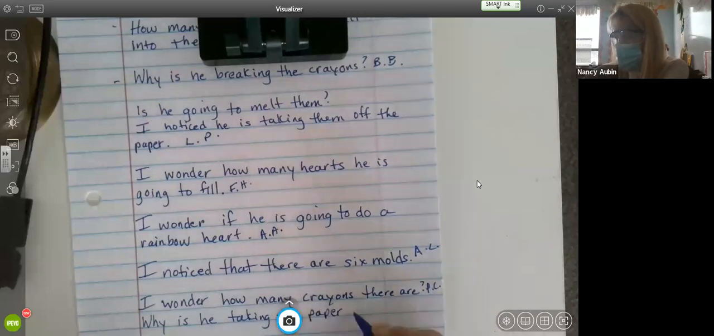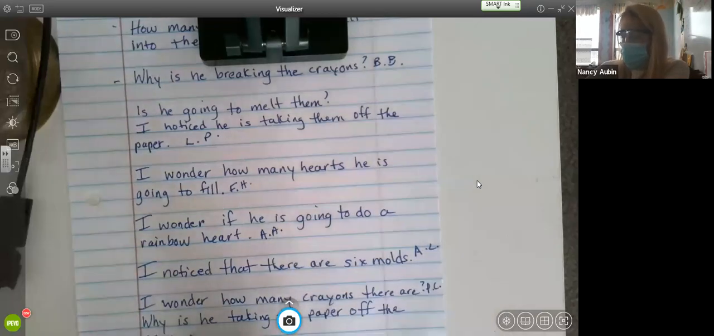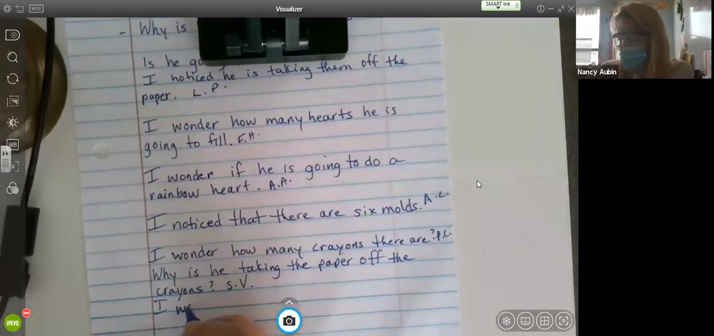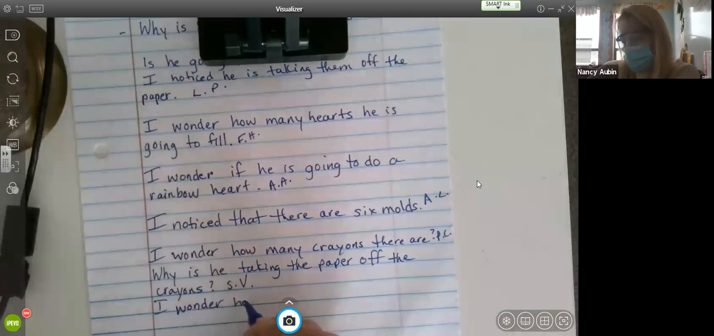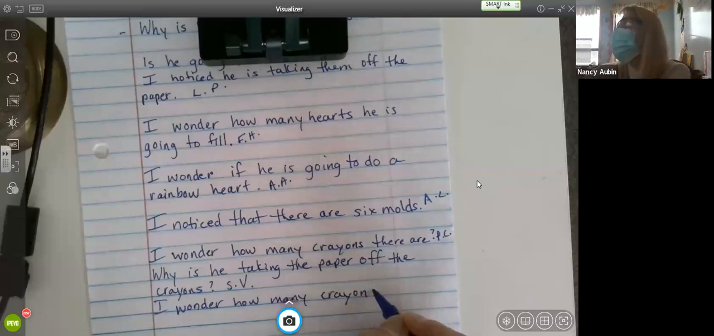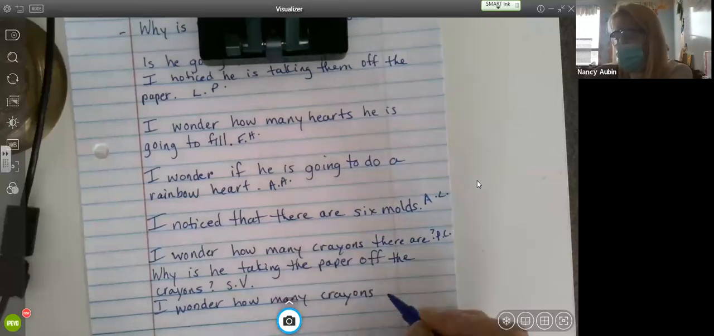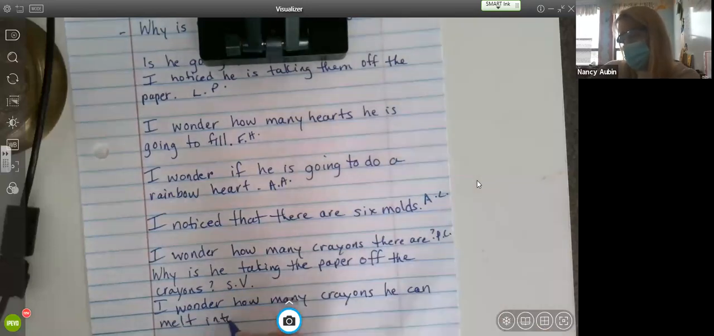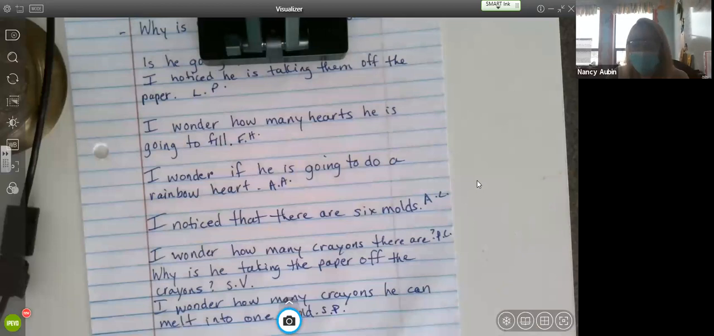Sunny. I wonder how many crayons can you melt with one of them? Oh, okay. She wonders, and I'm running out of space here. Such good thinking. I wonder how many crayons, say that one more time. He can melt into one of the molds. He can melt into one mold. All right, good thinking, everybody. Well, let's see what happens.